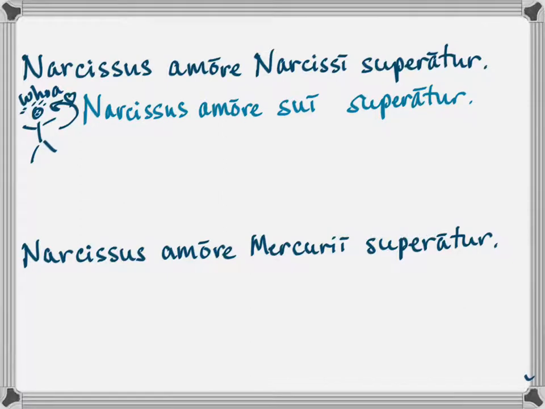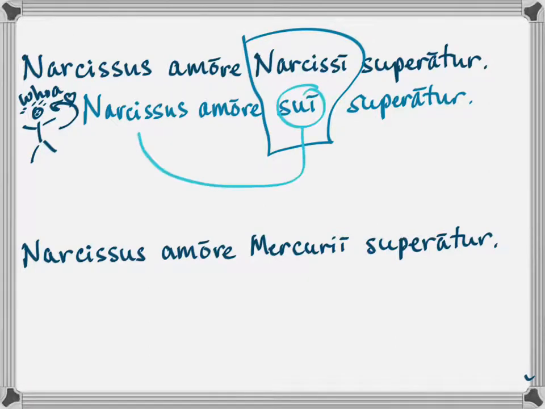Narcissus amore sui superatur. And again, sui is referring back to the subject. Narcissus is overcome by love of Narcissus. And I'm using the objective genitive here. In Latin, this is when he's the object of the love. And that's because you don't use the reflexive pronoun to express possession. We have a separate adjective for that.